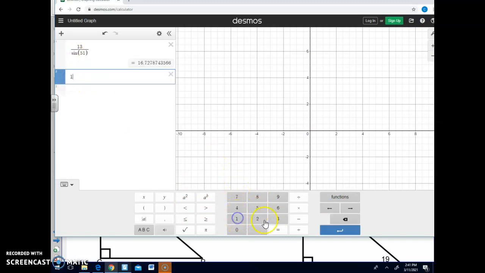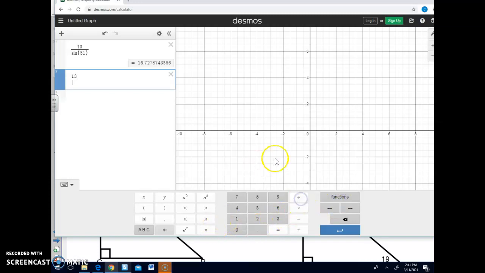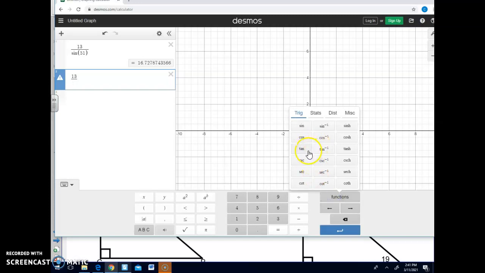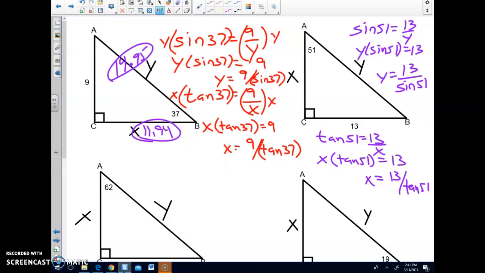And then I'm going to do 13 divided by the tangent of 51. And my two answers are going to be 16.73 and 10.53. So 16.73, and this right here is going to be 10.53. Okay. And once again, if you wanted to, you could use the Pythagorean theorem to check your work.